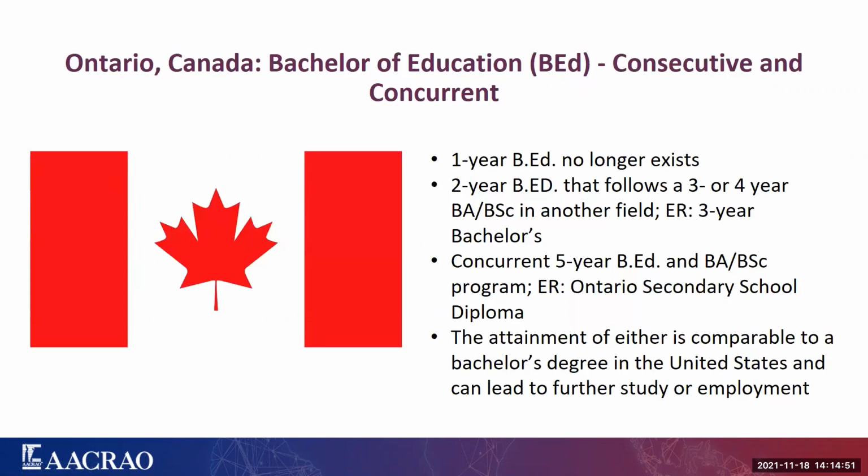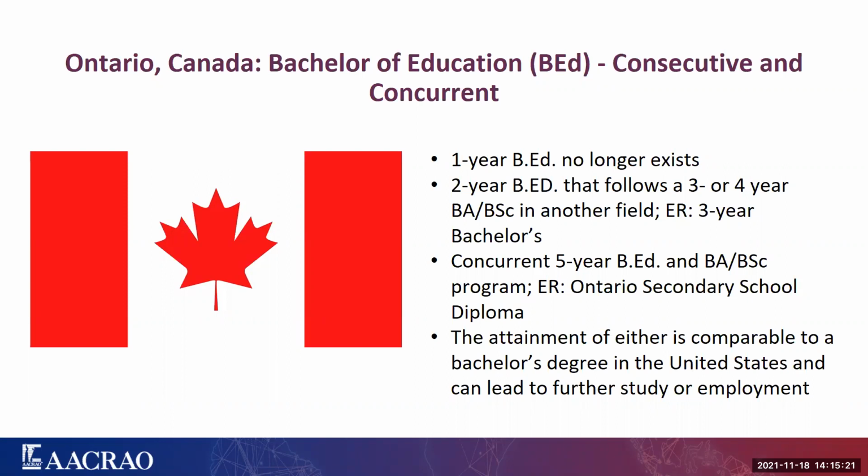All right, now we're going to travel over to Ontario, Canada. And this is about the Bachelor of Education degree that we have added to the country profile under Ontario, Canada. It's because we have 2 Bachelor of Education programs. One can be obtained as a consecutive degree or as a concurrent degree.